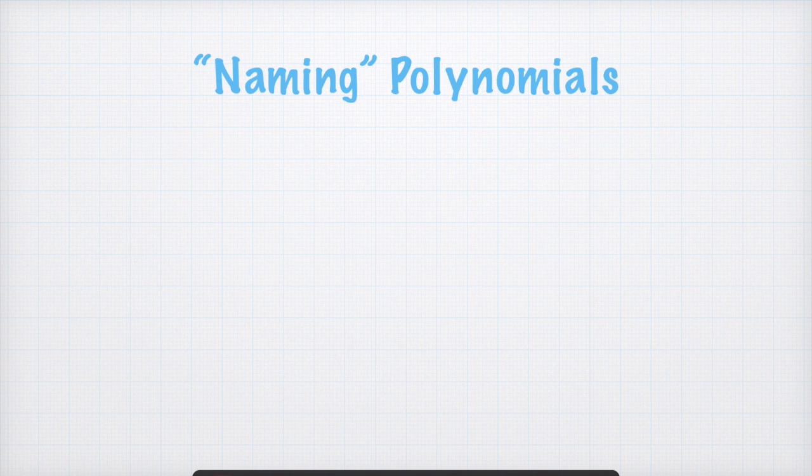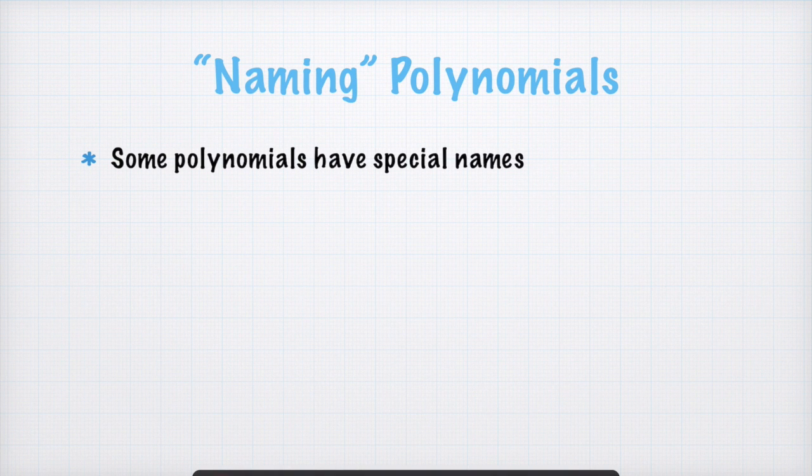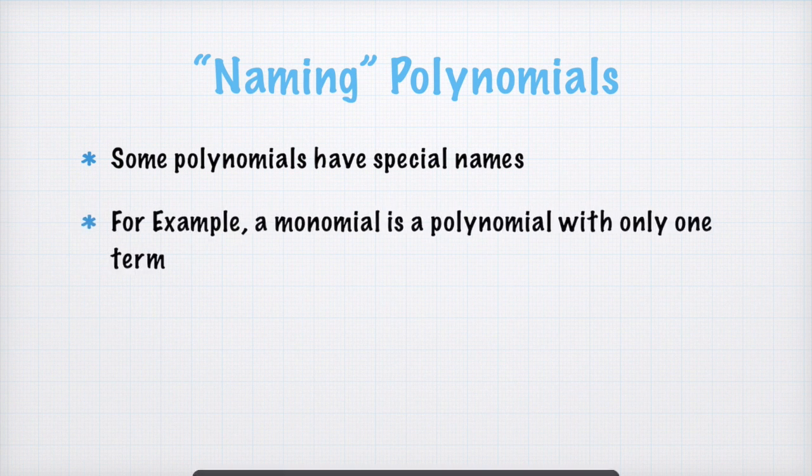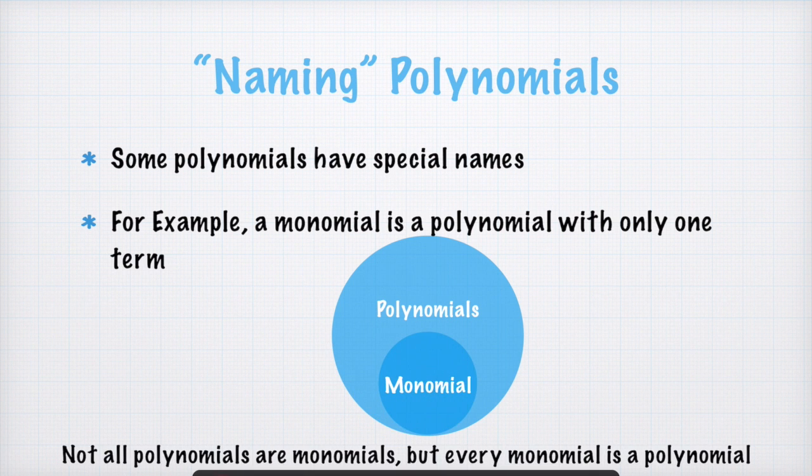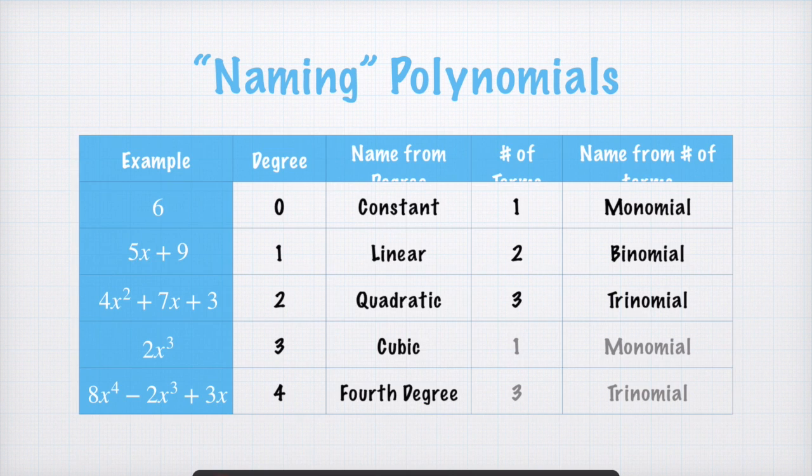And we can name our polynomials. Some of these have special names. For example, a monomial is a polynomial with only one term. Now we're going to have this little graph here that basically says that not all polynomials are monomials, but every monomial is a polynomial. What it means is that 3x is a polynomial and a monomial. However, 3x plus 7 is only a polynomial. Cool?